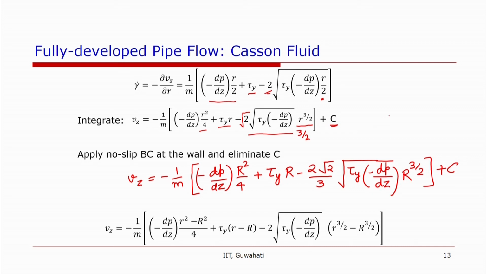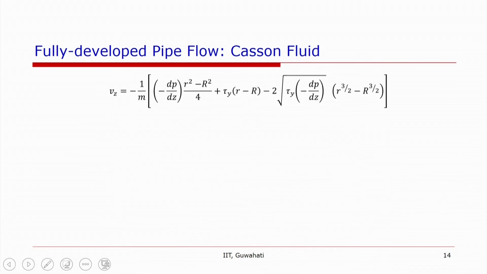subtract equation 2 from equation 1. So this will be 0 at r is equal to capital R. So we get from 1 minus 2, Vz is equal to minus 1 over m, minus dp by dz, r square minus capital R square by 4, tau y, r minus capital R, and this term, sorry for this mistake, so 2 root 2 by 3 tau y, minus dp by dz, r to the power 3 by 2 minus capital R to the power 3 by 2.